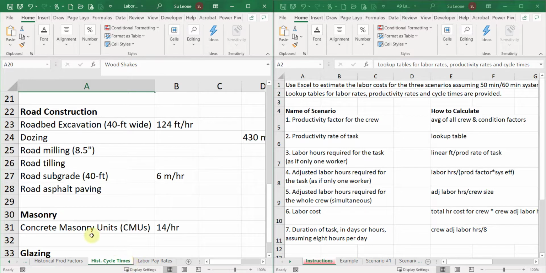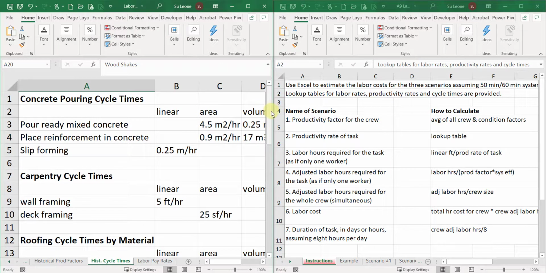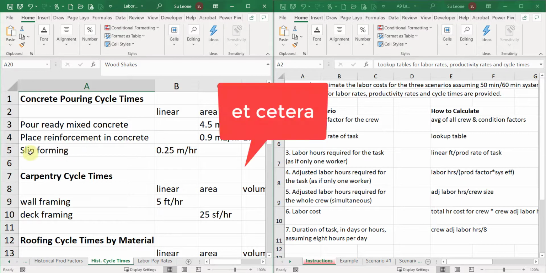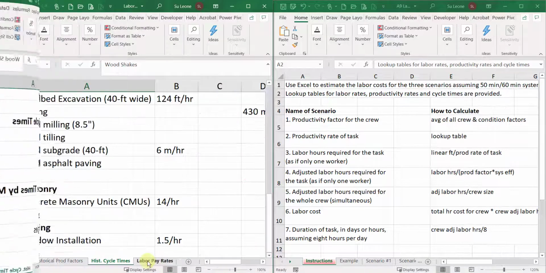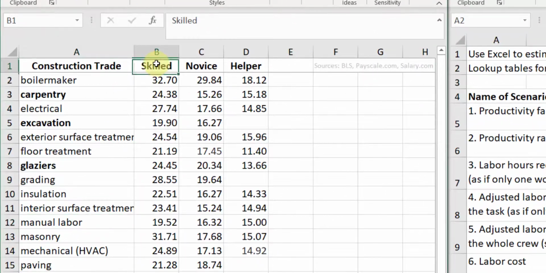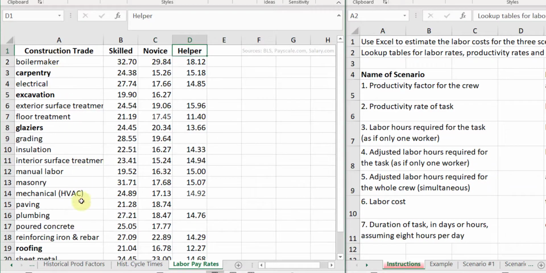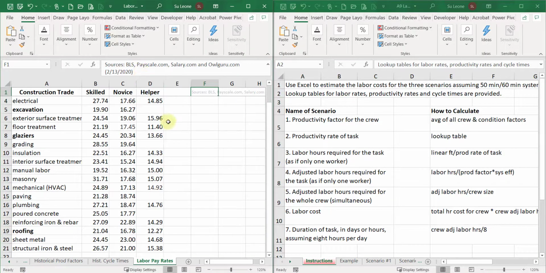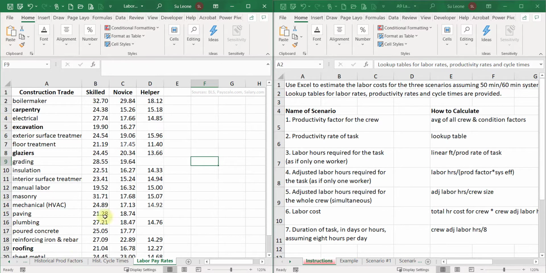Historical cycle times. Remember, historical just means we've already got the data and now we're going to use it on other similar projects. So pouring ready mixed concrete, placing reinforcement in concrete, slip forming. And then here's labor rates. Skilled is high skill level, novice is average skill level, and a helper has little skill. So these are all the different things, and I looked at 4 different websites to gather this information. So you've got all of this data.